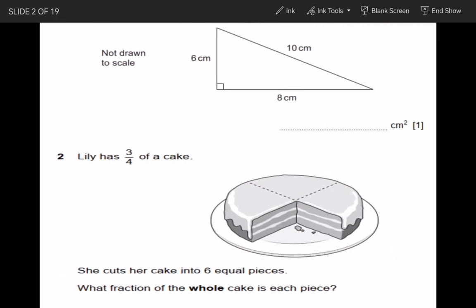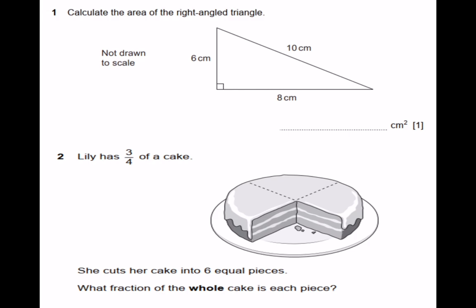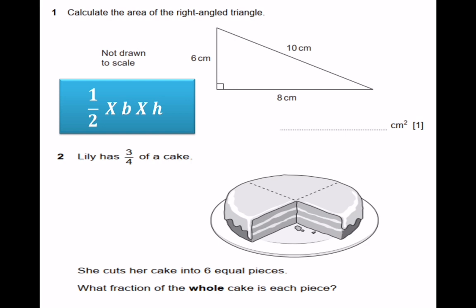Question 1. Calculate the area of the right angle triangle. We have 3 dimensions: the height 6, the base 8, and the hypotenuse 10. If I want to get the area of a right angle triangle, I just check the base and the height. The rule is half times base times height.